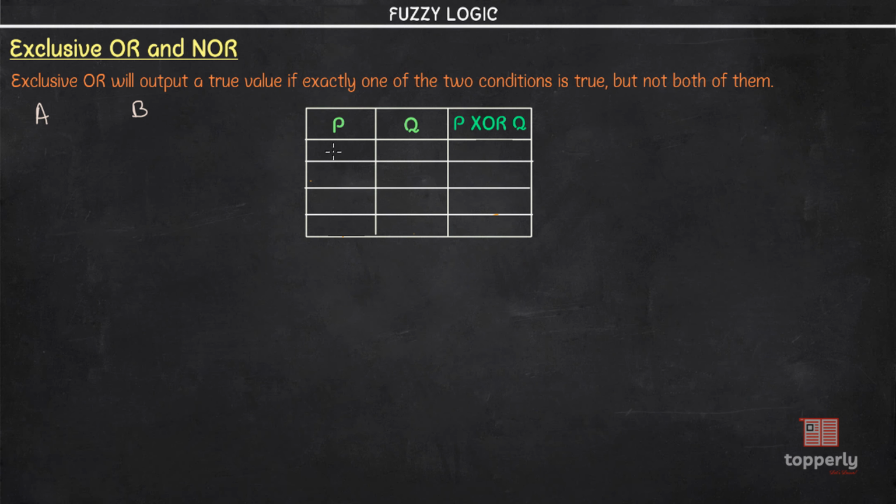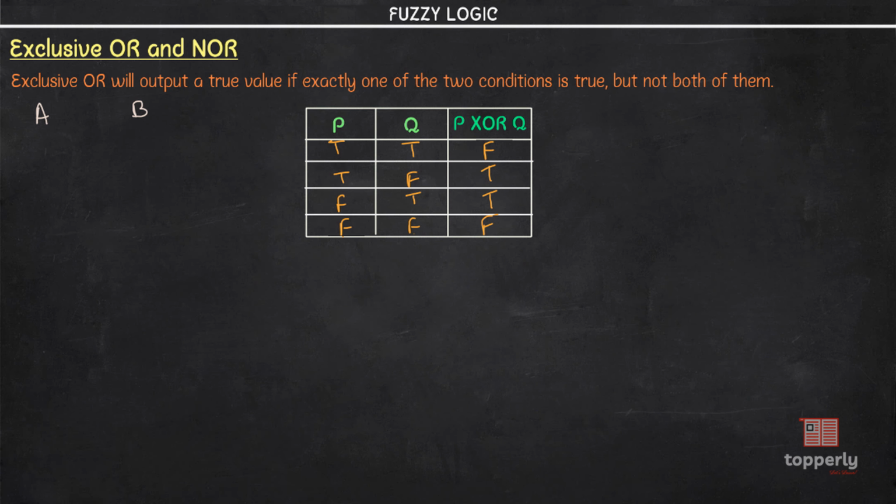Here we have P, Q, and P XOR Q, which is your exclusive OR. So we can write it as true, true, false and false. Here we'll write true, false, true and false. Now when you take P XOR Q, I have mentioned here that it will output a true value if exactly one of the two conditions is true but not both of them. So if both are true and both are false, it will give a false value because only one of the conditions needs to be true. And for the remaining two conditions, it will be a true value. So this is the XOR truth table.